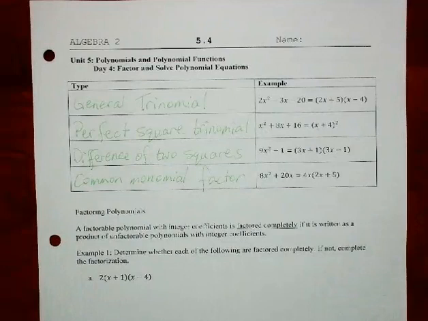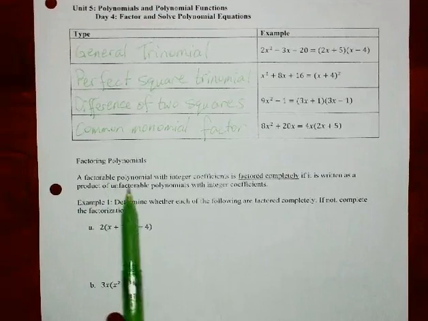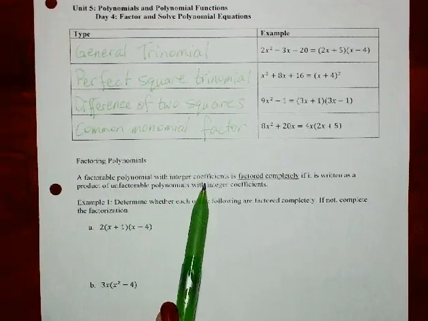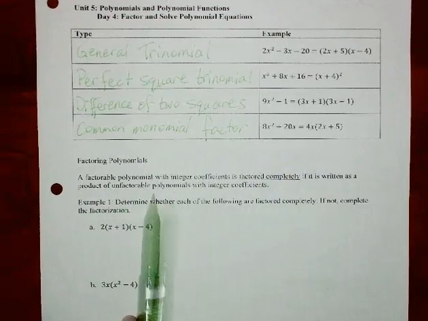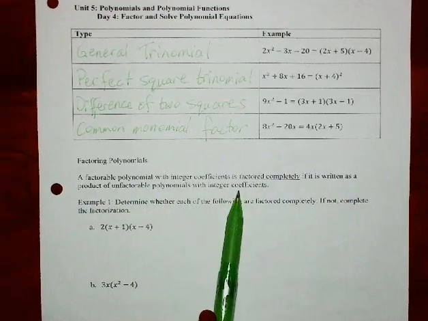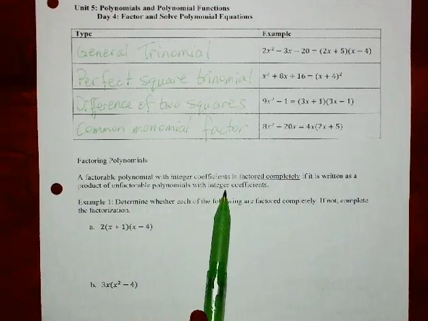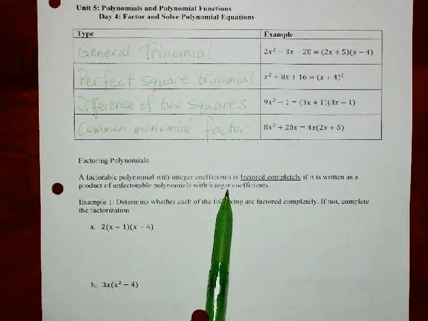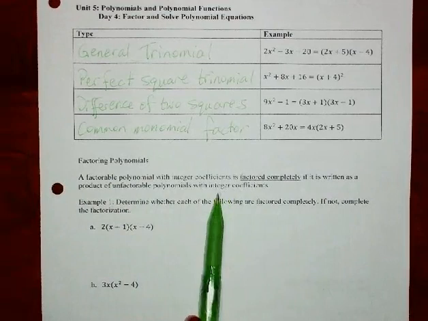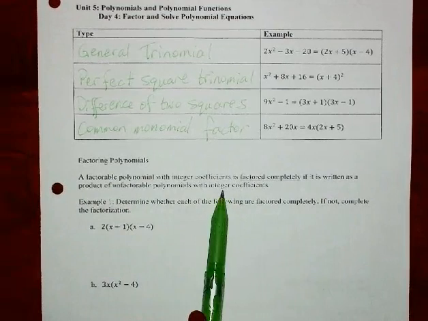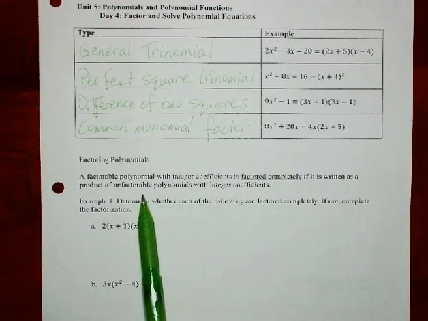So now we are going to read about factoring polynomials. A factorable polynomial with integer coefficients is factored completely if it is written as a product of unfactorable polynomials with integer coefficients. So integer means a whole number. 1, 2, 3, 4. 0 is also included. And negative numbers are also included. So -1, -2, -3, -4, any of those. So those are integers. Coefficients are what we multiply by our variables. And it has to be unfactorable.